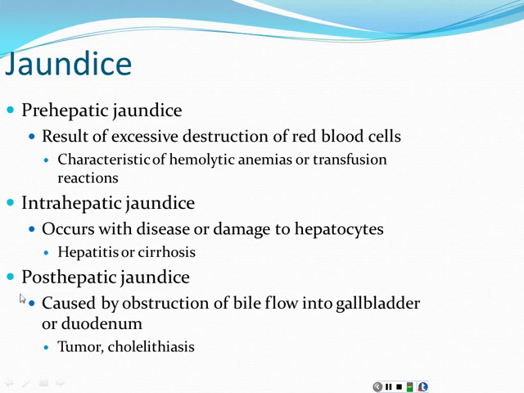And then post-hepatic jaundice, the liver has put the bilirubin in, but the bile can't get anywhere. So this is like an obstruction of bile flow like we were just talking about. A tumor, cholelithiasis, eventually jaundice will occur. It's not in the liver and it's not ahead of the liver, it's after the liver. So it can't get out of the biliary system.